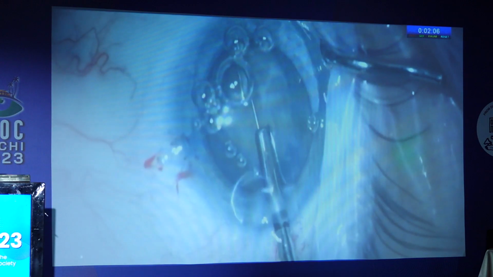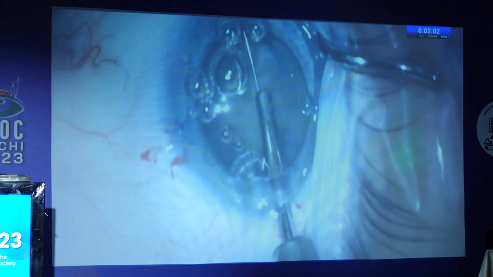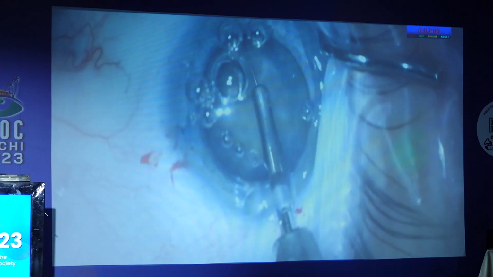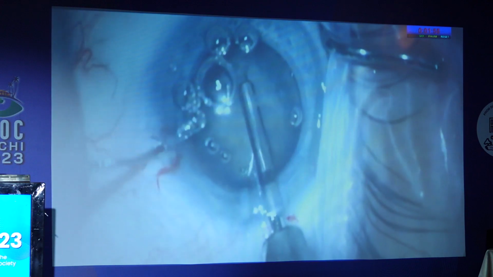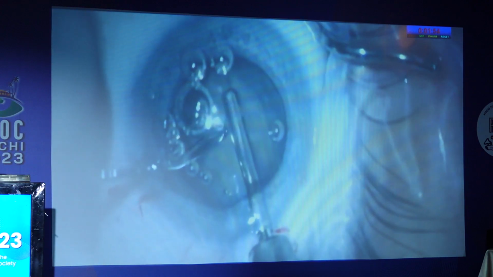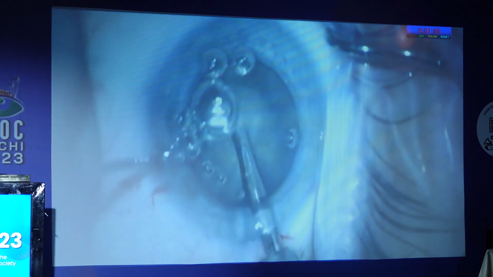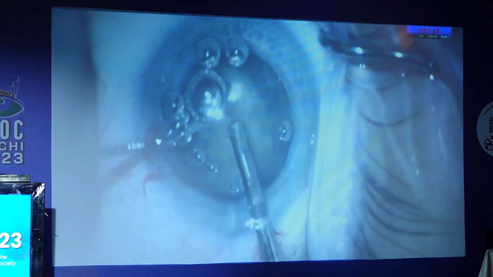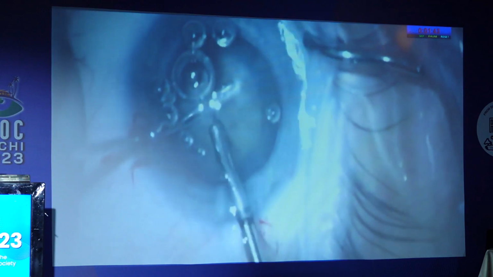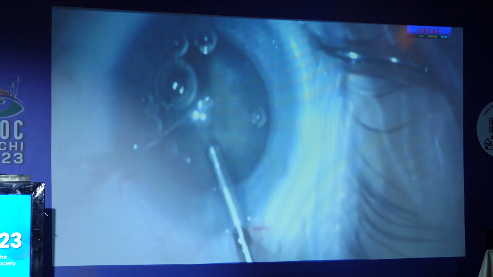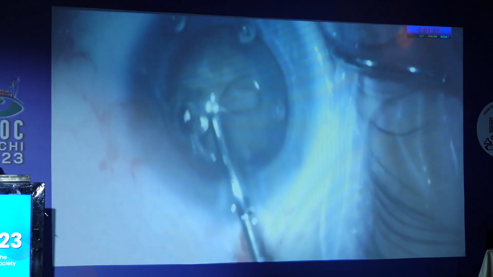Okay, and now the second instrument will come into play. Okay, so the chopping is done, and now the second instrument is holding it. The second instrument can also be used to separate the two pieces, so that whatever small attachment is there can be broken.